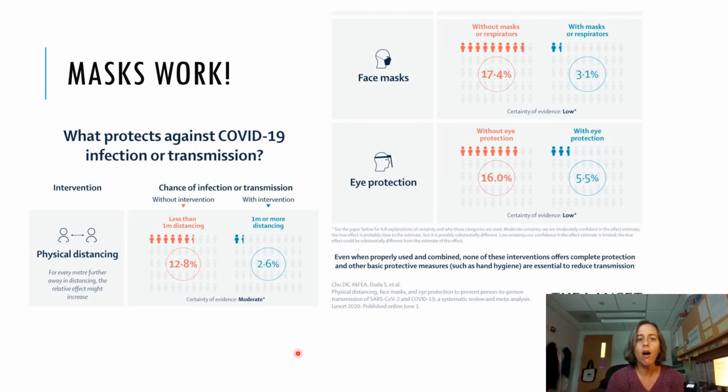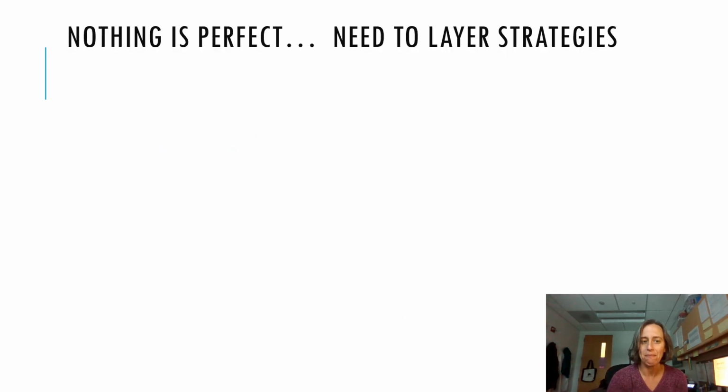So you can see all of these interventions, all of these barriers, helped reduce risk of exposure to the germ, but not any one of them is perfect. So we have to account for the fact that nothing is perfect, and we're never going to prevent transmission with one strategy only.